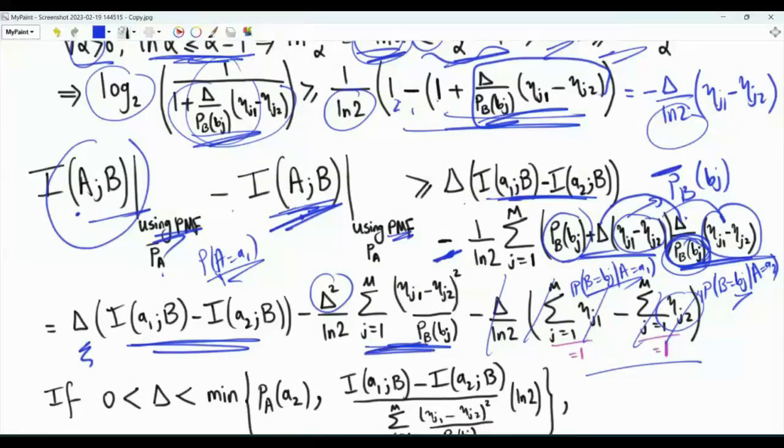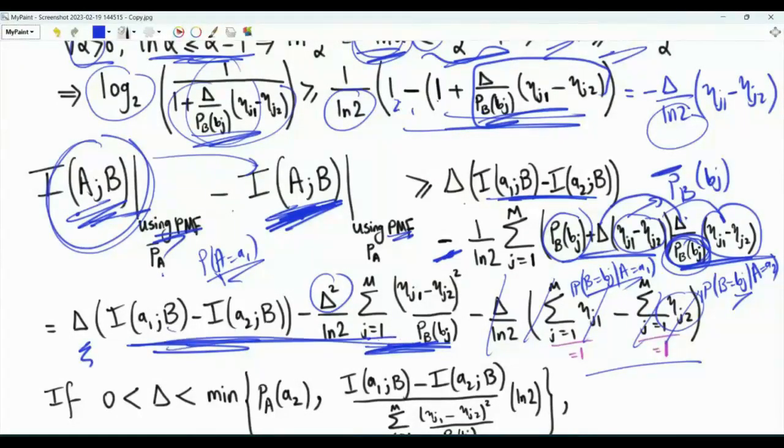Note that even if this summation is equal to 0, then this mutual information is greater than this mutual information. If this summation is positive, the claim is that there is a delta that can make the new mutual information minus this mutual information strictly positive, which means that this mutual information is not really the maximum, and the PMF is not really the PMF that maximizes the mutual information.